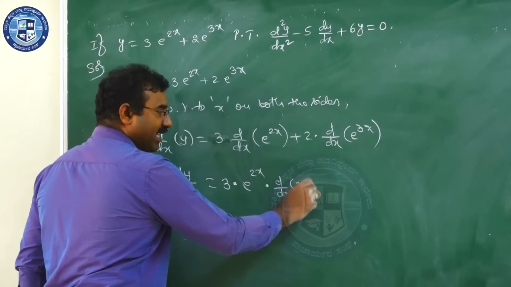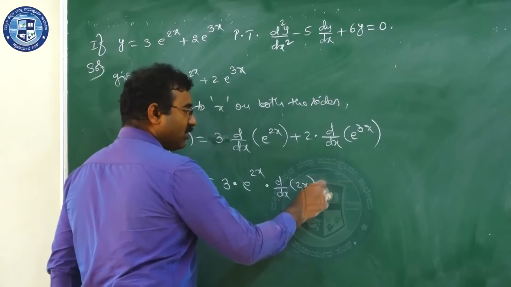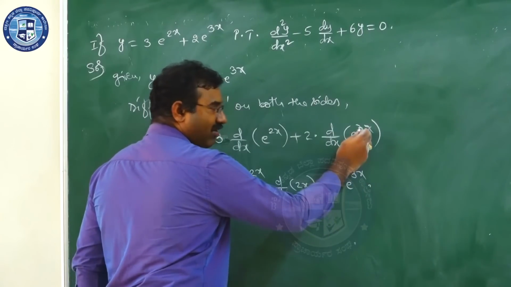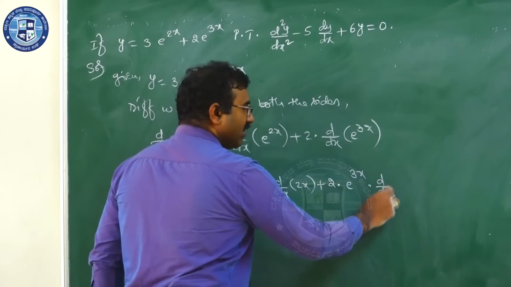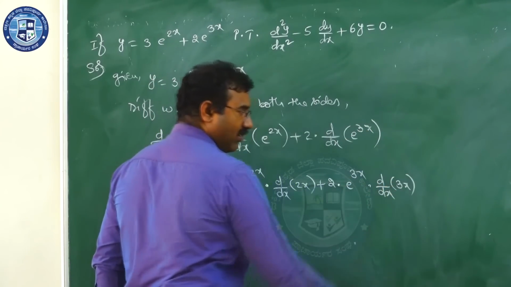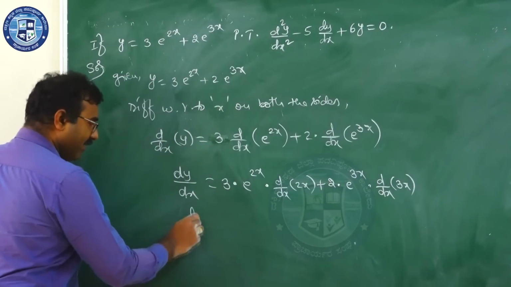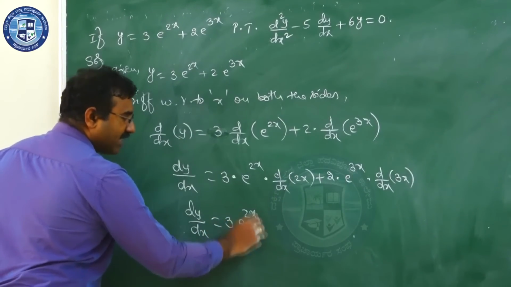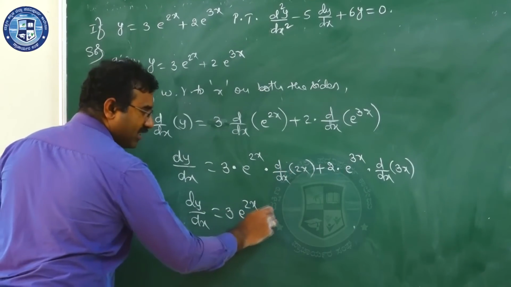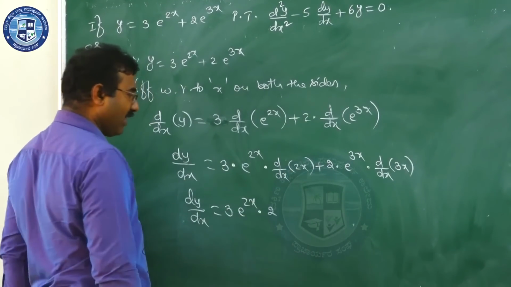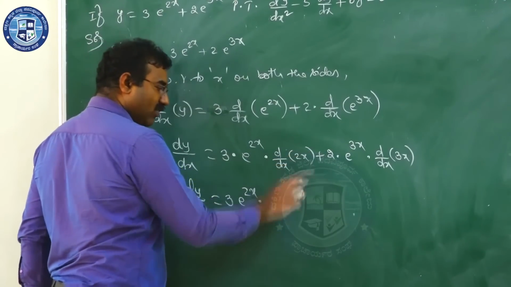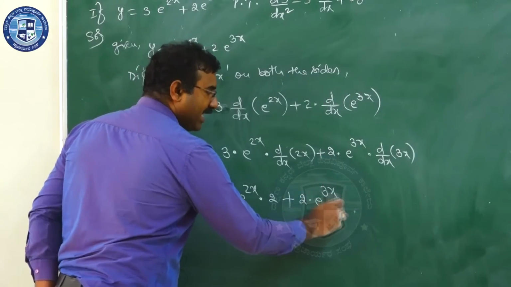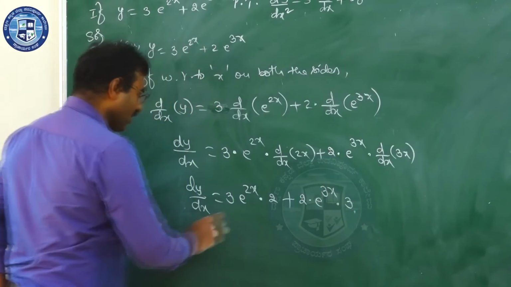So its derivative you need to consider. 2x plus 2 into differentiation of e power x is e power x, but this is not x, so its derivative you need to consider. So d by dx of 3x, that is a chain rule. So dy by dx is equal to 3 e power 2x into differentiation of 2x is 2 with respect to x we are doing, that is why dx by dx is 1, plus 2 into e power 3x into 3. That means what you are getting now.